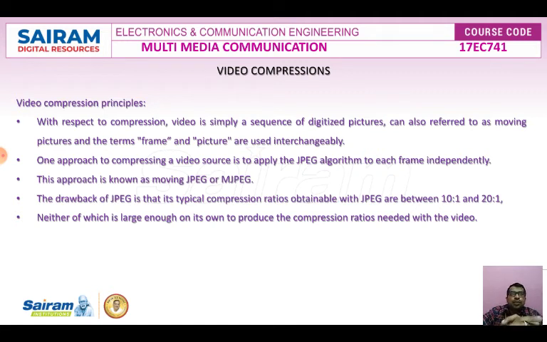One approach to compressing the video source is to apply the JPEG algorithm, Joint Picture Experts Group algorithm, to each frame independently. This approach is known as moving JPEG. The drawback of JPEG is that the typical compression ratio obtained is between 10:1 and 20:1, which is not large enough on its own to produce the compression ratio needed for video.